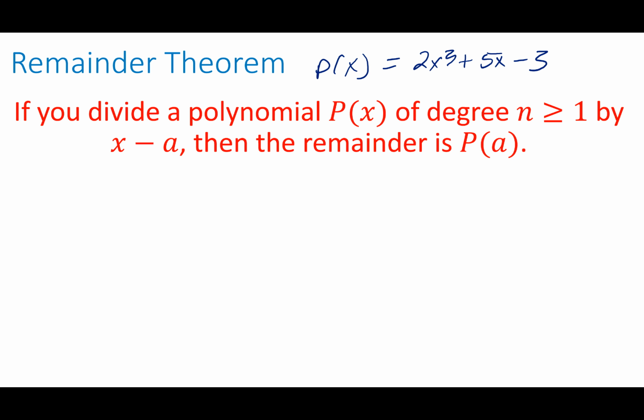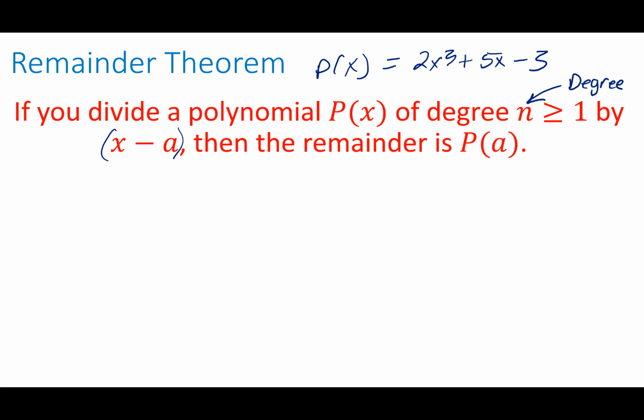If you divide a polynomial of degree n, where n is greater than 1, so n represents our exponent, and we'll go with degree. So it has to be a degree greater than 1, so it's not linear. By the polynomial x minus a, then the remainder will simply be p of a. Okay, thank you.